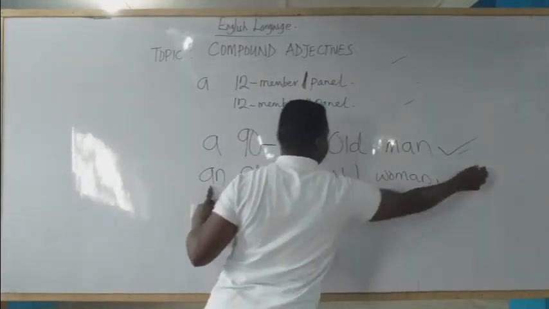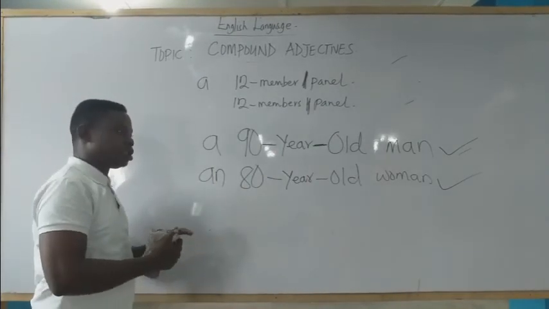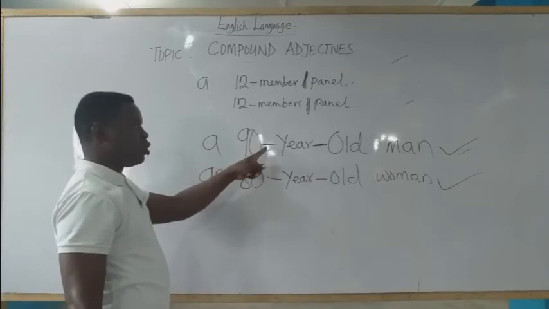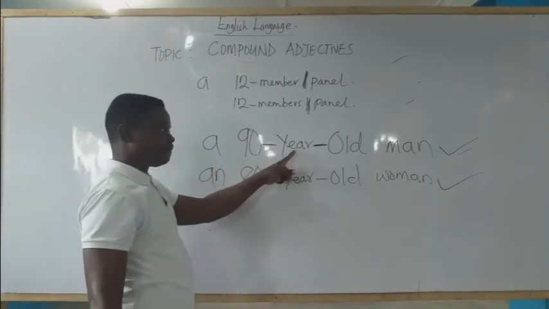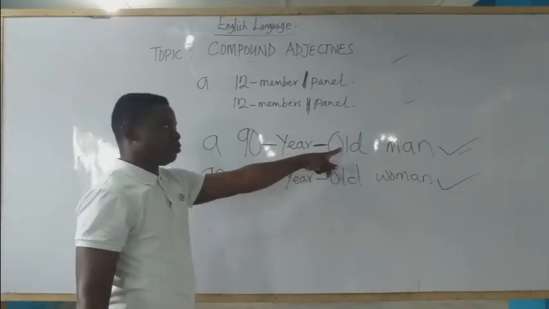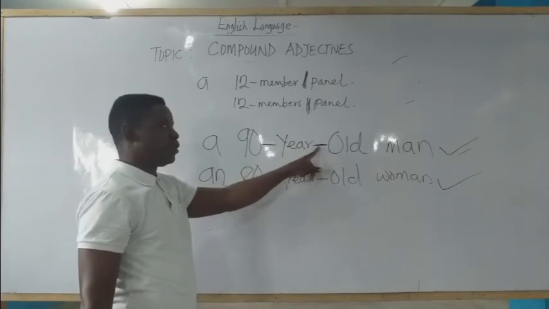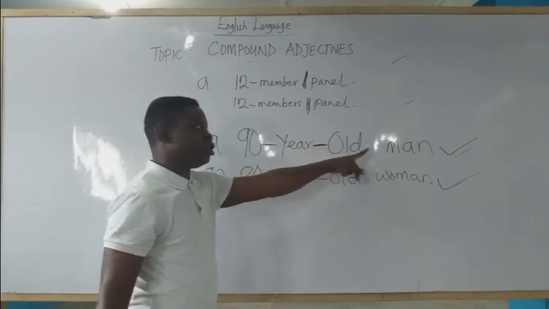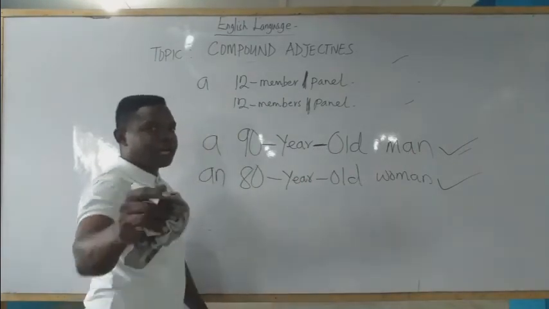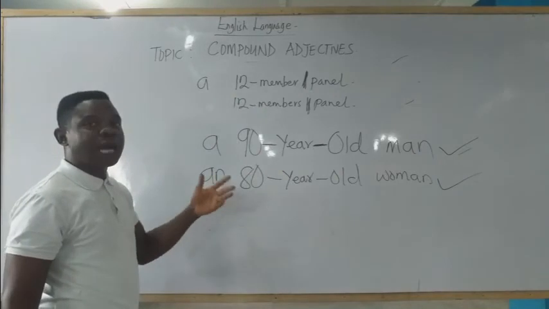This is equally correct. Why? It follows our order of formation. What is that order? Article without hyphen, number with hyphen, nominal will come next in singular form. But where there's an adjective after this nominal, you put a hyphen first before writing the adjective. Then your head word, which is the noun, will appear in singular form. Don't forget that in compound adjectives, we may not use articles.